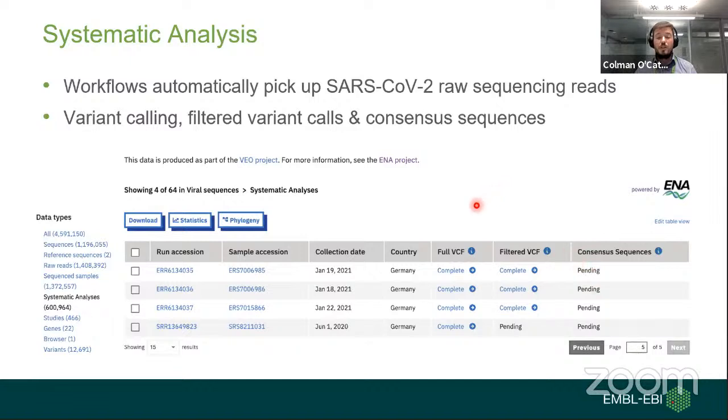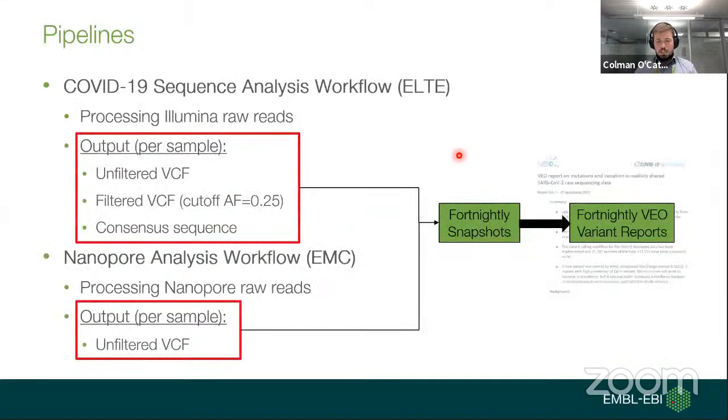These are all processed through one single workflow. Well, technically 2, but what I mean is that there is no discrimination between each sample or each run. They all go through the same process, irrespective of the context through which that genome was sequenced. These pipelines are publicly available and you can find them through the COVID-19 portal. But basically there's 2 pipelines responsible for generating these data. The COVID sequence analysis workflow developed by ELTE, our partners in Hungary, and the nanopore analysis workflow developed by Erasmus.